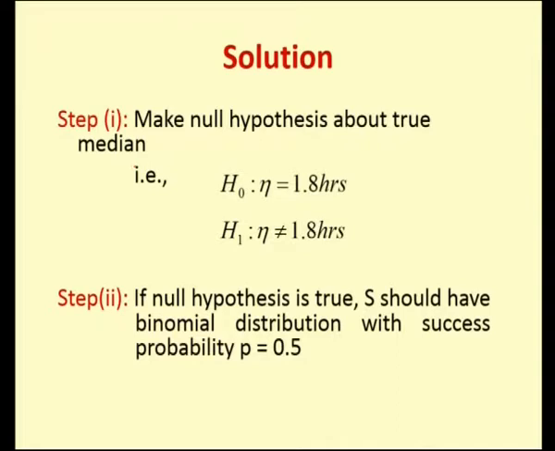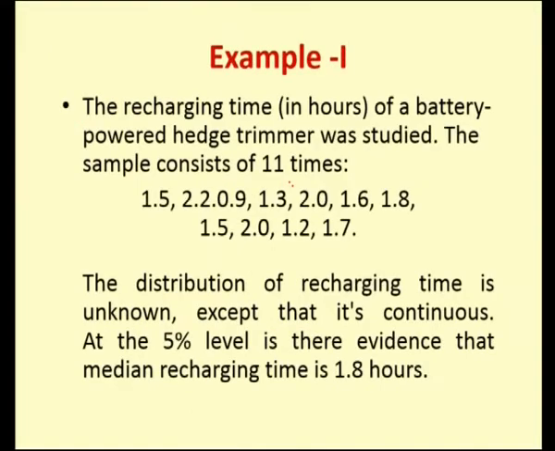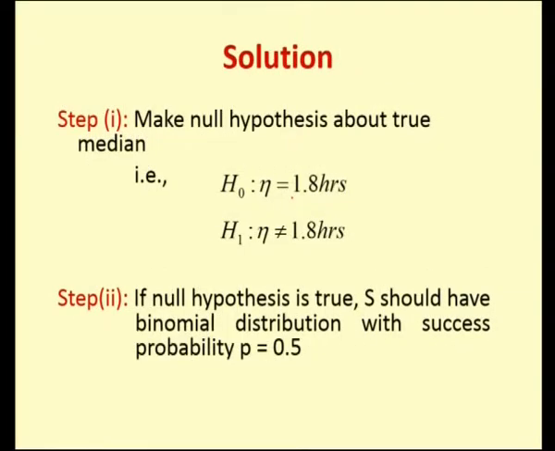First, step 1. Make the null hypothesis about the true median. Here you have been given that the recharging time is 1.8 hours. Therefore, your H0 is such that eta equal to 1.8 hours. H1 is going to be eta not equal to 1.8 hours. Step 2: if the null hypothesis is true, S should have a binomial distribution with success probability p equal to 0.5. That is the procedure to verify.